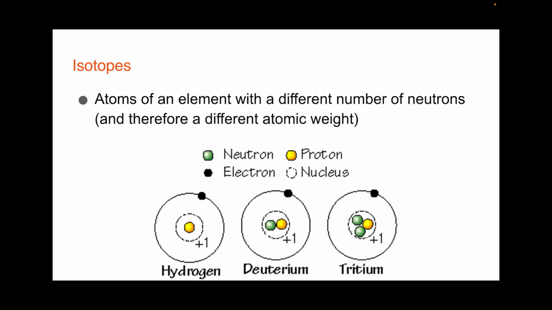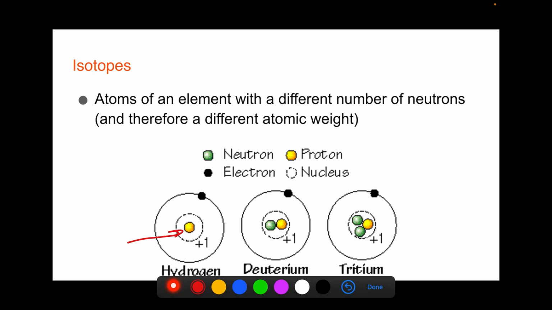Take hydrogen, for instance. Hydrogen exists in 3 naturally occurring isotopes. The first, which we generally refer to as hydrogen, it's the most abundant, has 1 proton and no neutrons. The second, deuterium, which is a little less common in nature, has 1 proton and 1 neutron. Therefore, it will be heavier. Tritium, which is pretty rare in nature, has 1 proton and 2 neutrons, which again will be heavier.